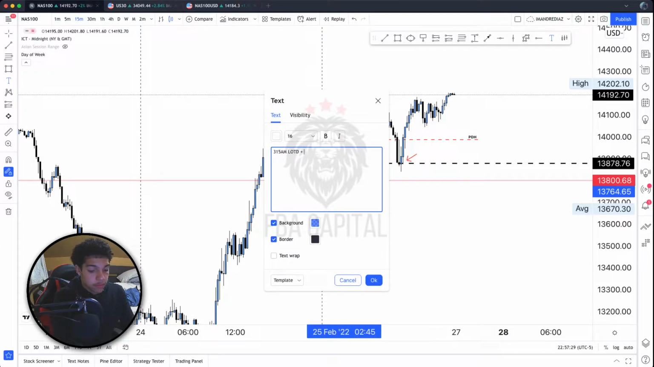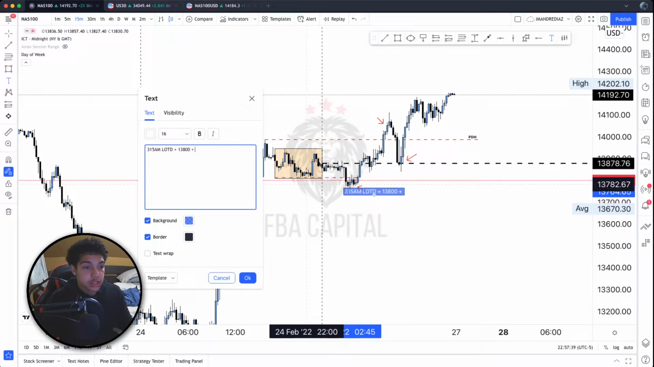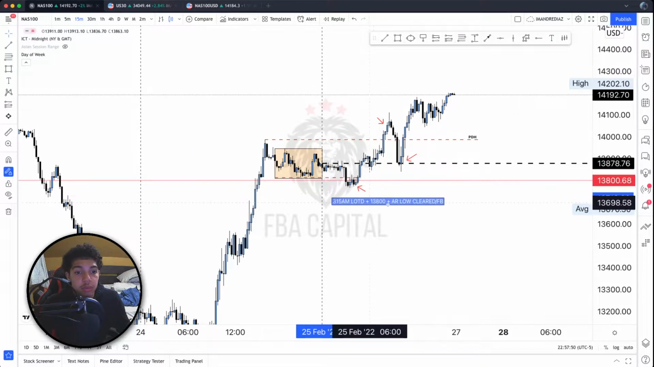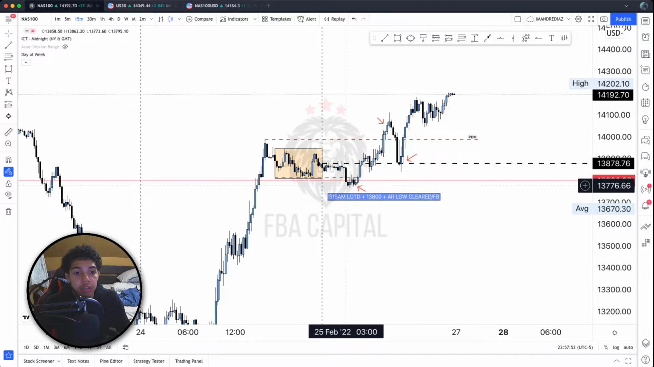Plus we have the reaction from 13,800, which price traded into. Plus, what else do we have? We had the lows cleared from the Asian session. So Asian range lows cleared, false break. So we had a false break after we cleared the Asian session low, making the low of the day. Now this is going to be a significant area, because this low here is what we're going to be using to calculate where we're going to look for retracement to.